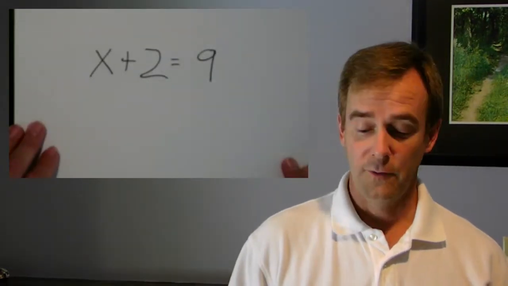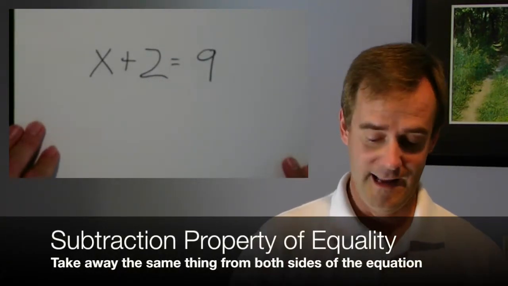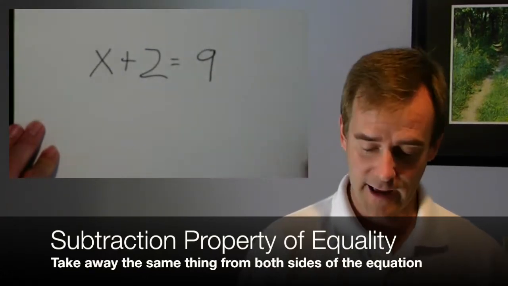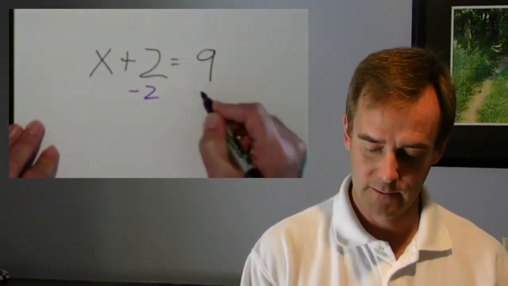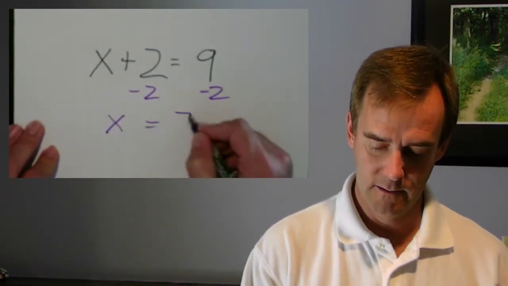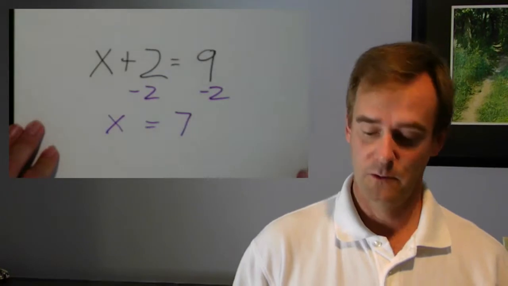The second rule is called the subtraction property of equality. It says if I have some relationship and I have some plus in there that I don't like, I can subtract from both sides and get the same relationship, only simplified.